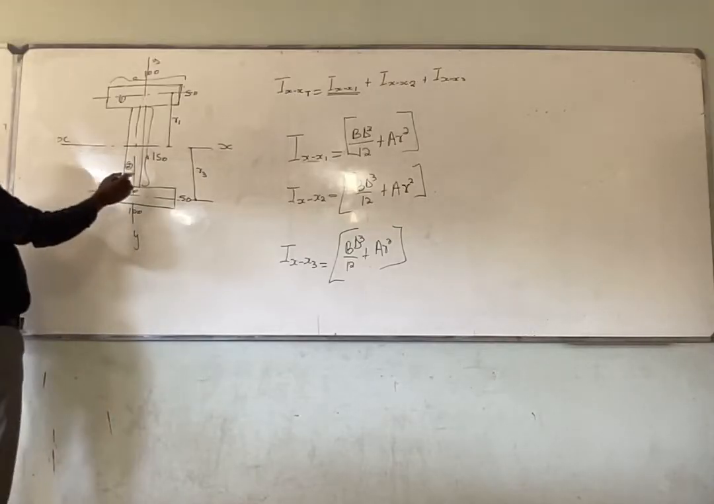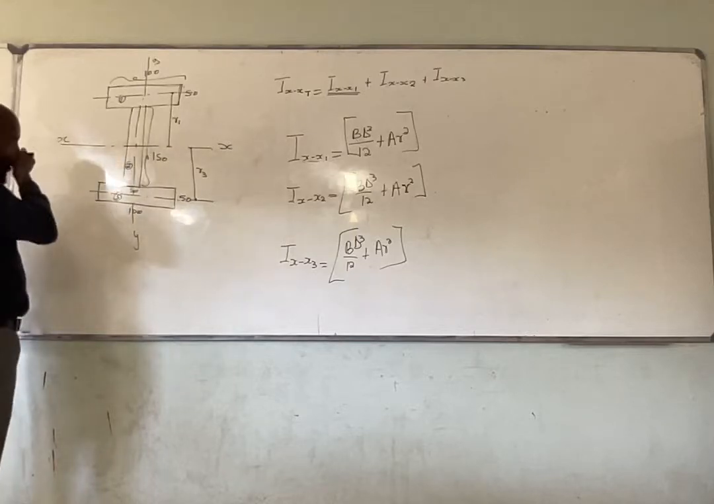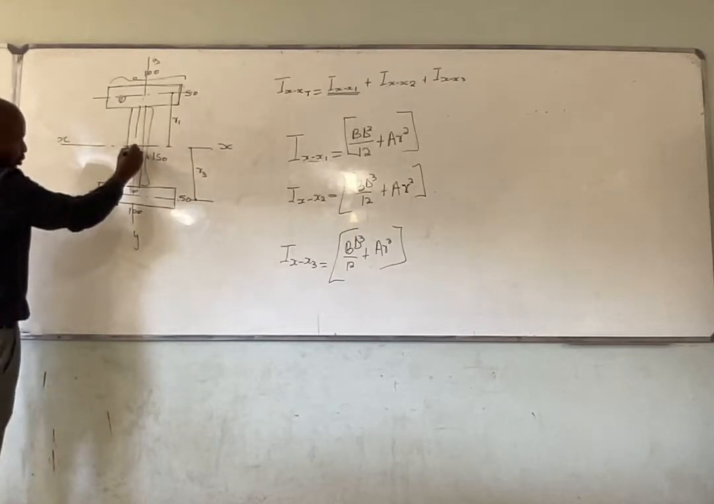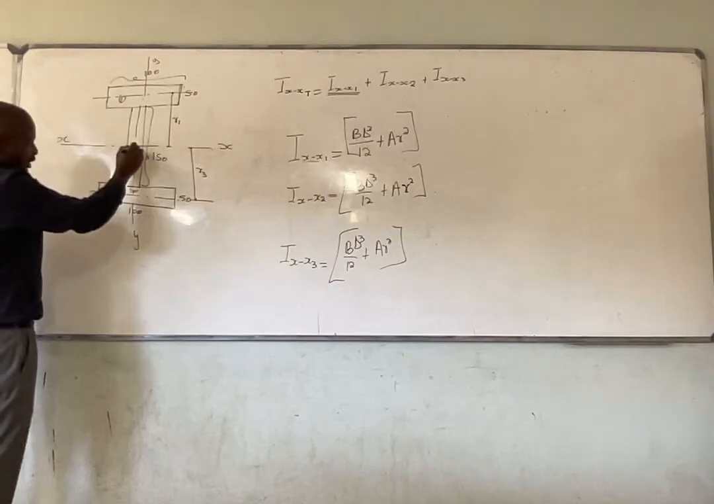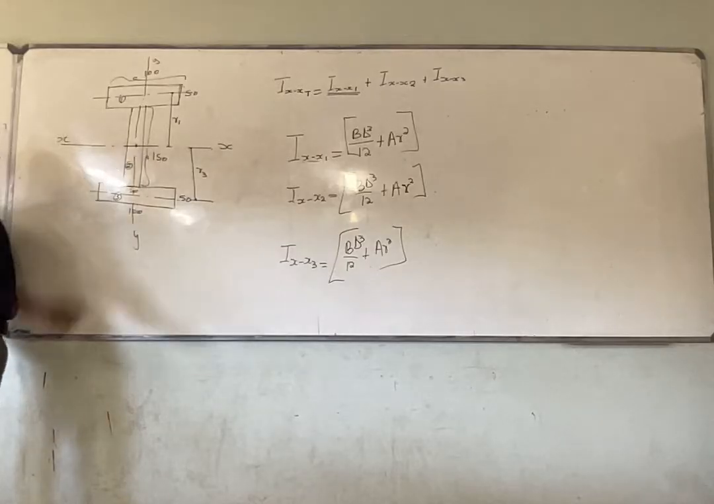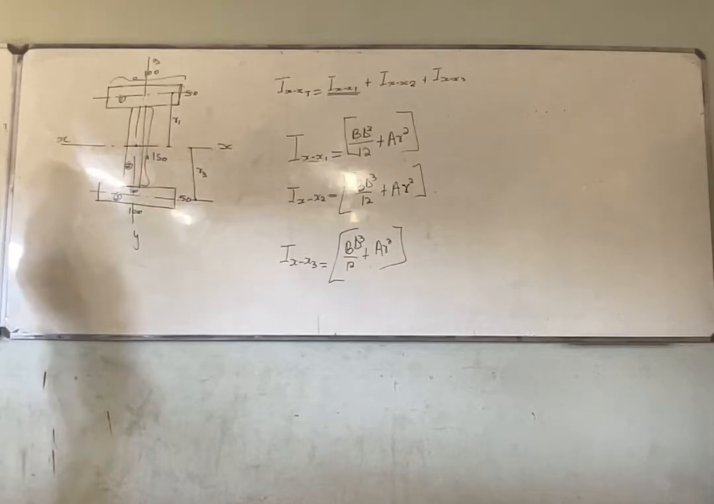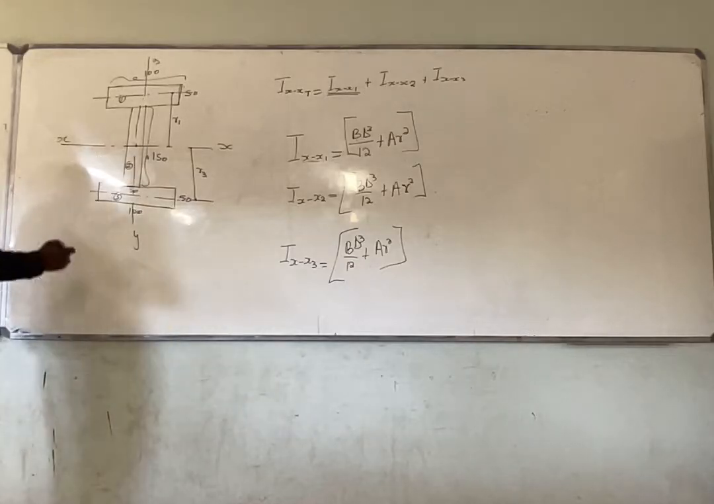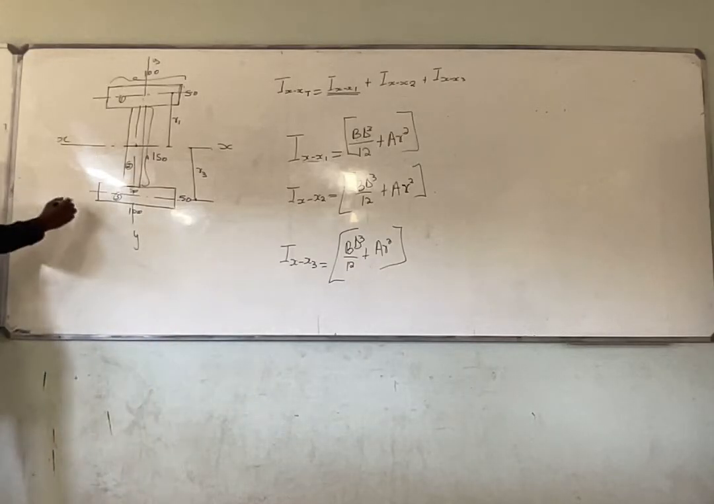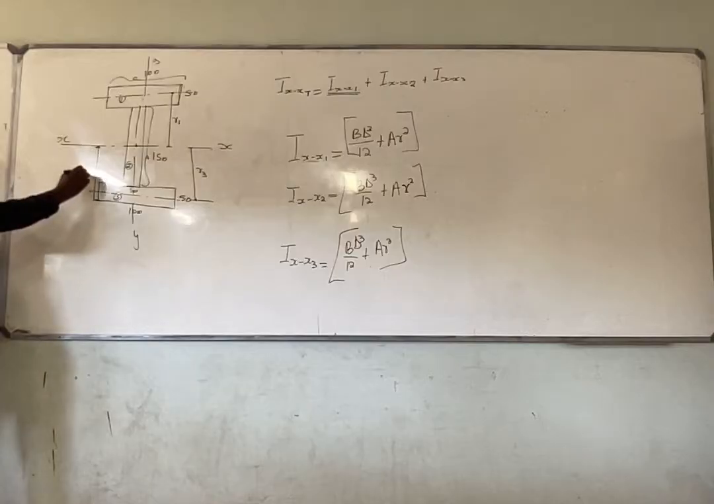So this one is area 2. The center of area 2 is in the same position as the centroid. Therefore, what's the distance from here to here? It is 0. Or you can still say, remember from the bottom up until here, that is y bar. This is y bar.